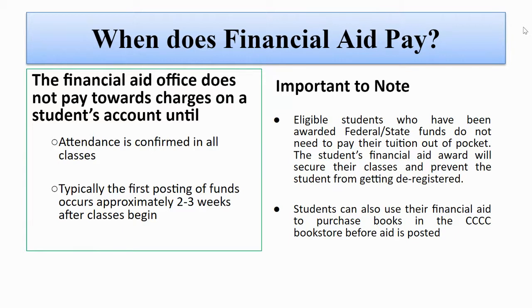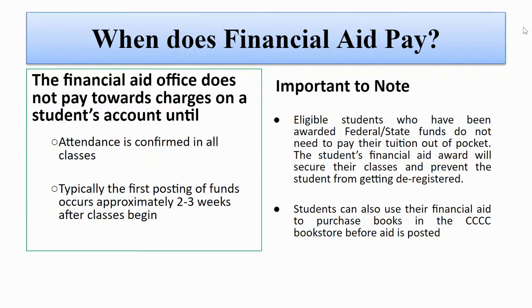Eligible students who have been awarded federal and state funds do not need to pay their tuition out of pocket. Typically, financial aid will hold the classes until we can verify attendance, so they don't have to pay if they know they have been awarded financial aid. Students can also use the financial aid to purchase books.